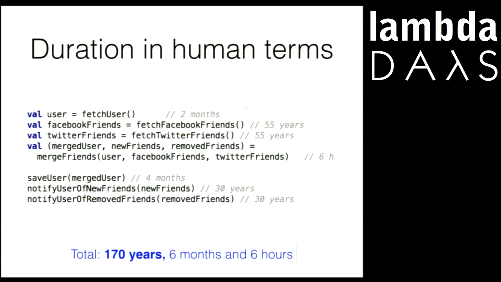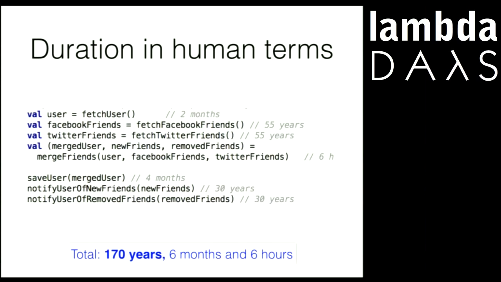So let's annotate our function with these human terms. Now you can clearly see that the core of our function, which is merging, seemingly the most complex part of our procedure, takes 6 hours, and then the API calls to Twitter and Facebook 55 years. I don't have to comment on that, right? So in total we've got 170 years, 6 months and 6 hours. So we clearly can benefit from some sort of parallelization here, because lots of these things can happen independently.